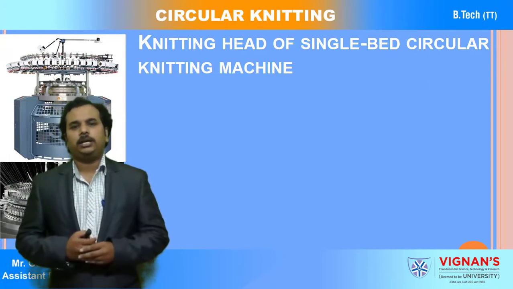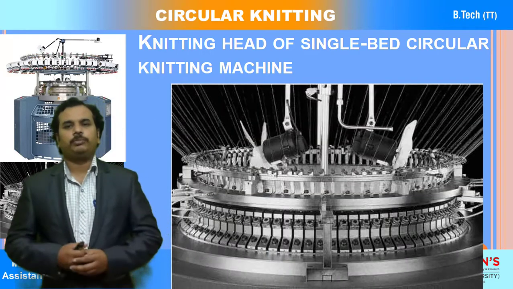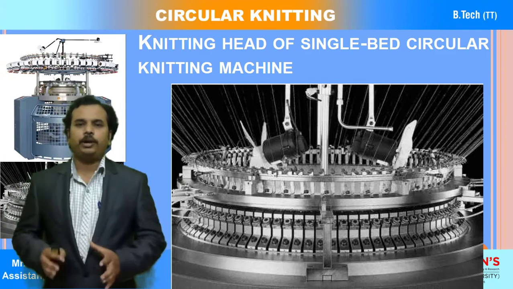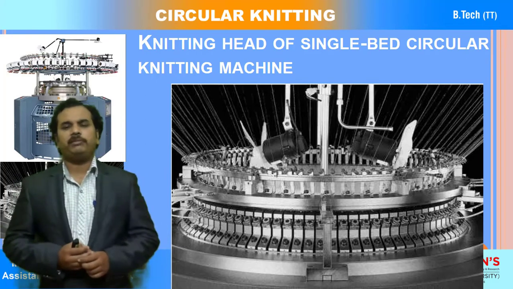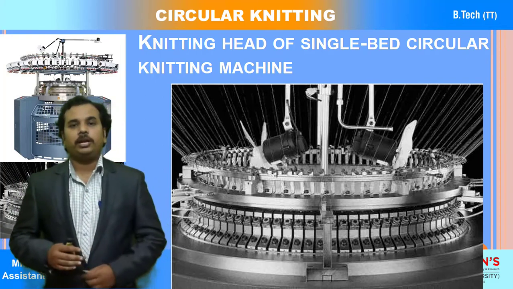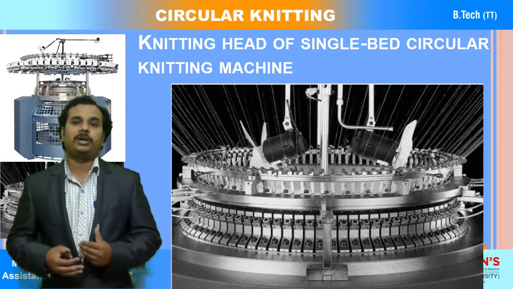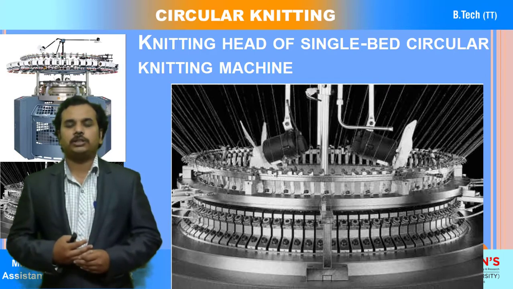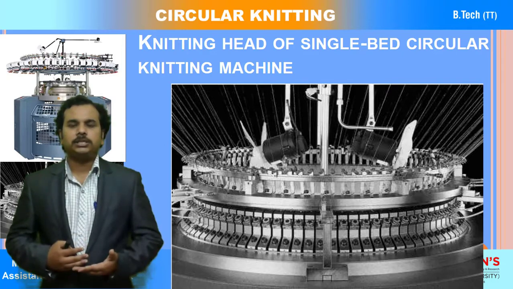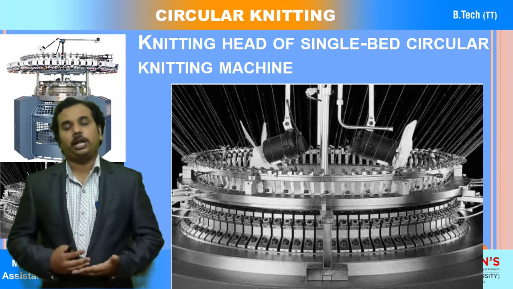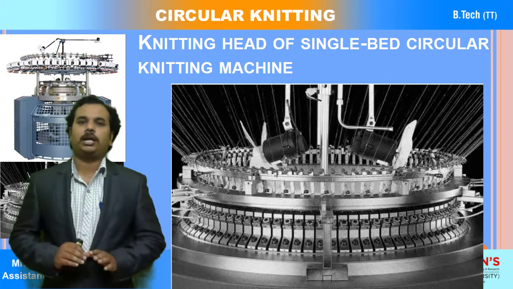So what exactly does the knitting head have? You can see here, this is the head of the knitting machine. As I already told in the previous sessions, there is a needle base or needle bed, where the knitting elements are. The knitting elements are the cylinder, needles, sinkers and cams. Today we are discussing only single bed circular knitting machines.